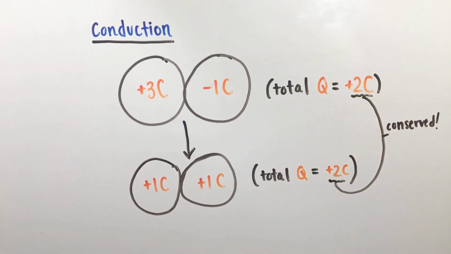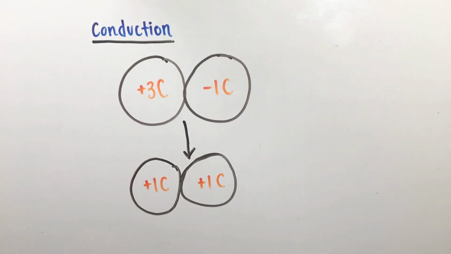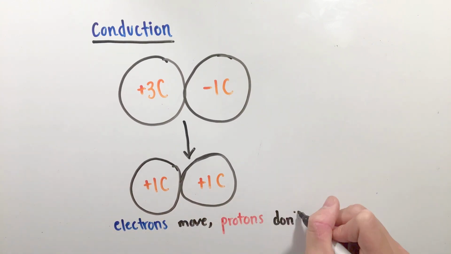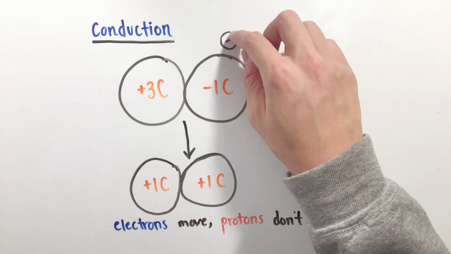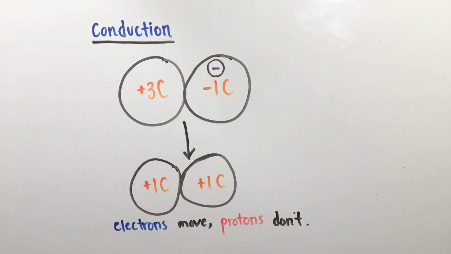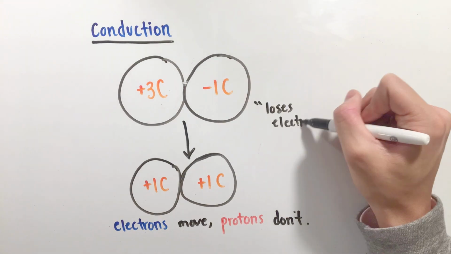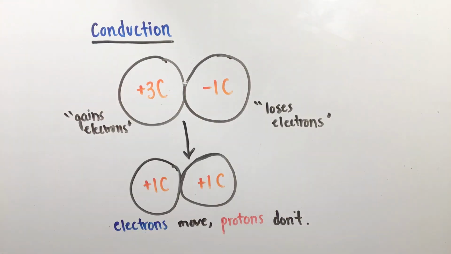After a short while, both spheres would have an equal charge of positive 1 coulombs on each, and the charges would reach equilibrium. Another vital distinction to make here is that charges that move are actually electrons, never protons. Using our background knowledge that opposite charges attract, we can say that the negatively charged electrons will move from the negative 1 coulomb sphere to the positive 3 coulomb sphere until both spheres reach charges of positive 1 coulombs each.